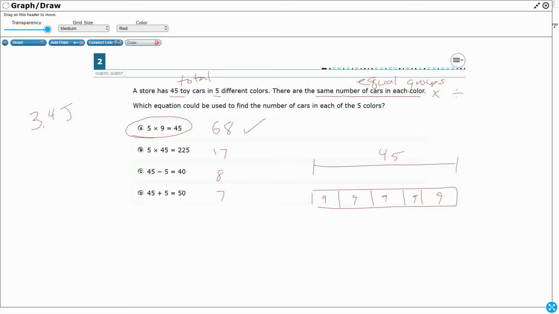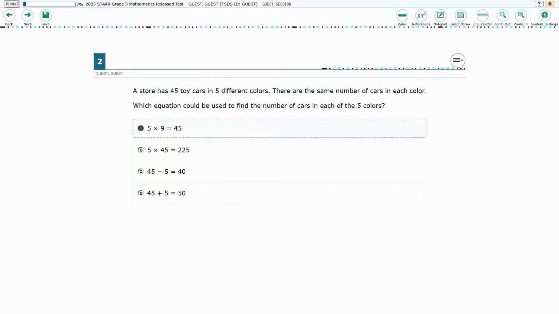So the distractor here is going to be that they saw the 5, they saw the 45, and they saw the equal groups. And they knew that if you are going to use equal groups, you're going to multiply or divide. Well, they chose multiply, and so they ended up with this new total of 225, which doesn't make sense. But at least the students that chose B were recognizing that we had equal groups. So this was fairly easy, still on the easy side, sixth easiest item on the test. We're just trying to recognize this and turn it into a multiplication or division problem.